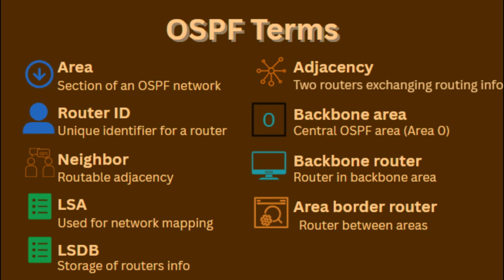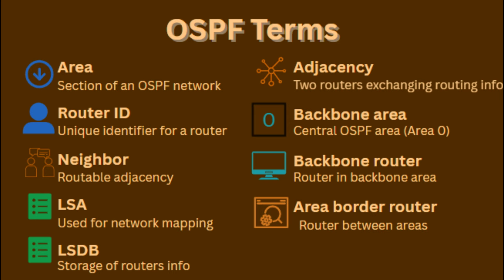Some key terms to know with OSPF. Area, a logical grouping of routers to simplify management and reduce overhead. Router ID, the unique identifier for a router in OSPF, often chosen from the highest IP or a loopback. Neighbor, another OSPF-enabled router that forms a relationship with your router. Adjacency, a deeper relationship where neighbors exchange routing information. LSA, the messages routers send to share link state information.